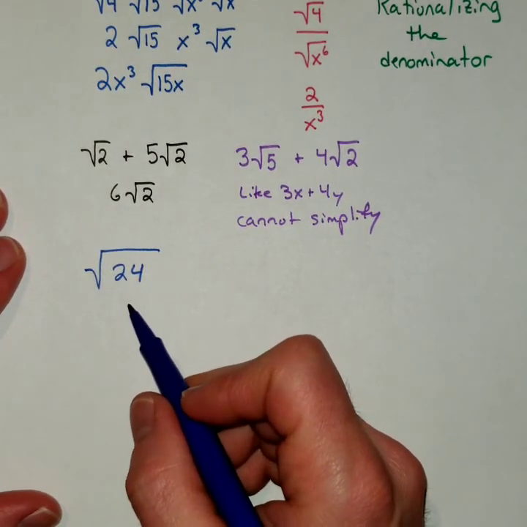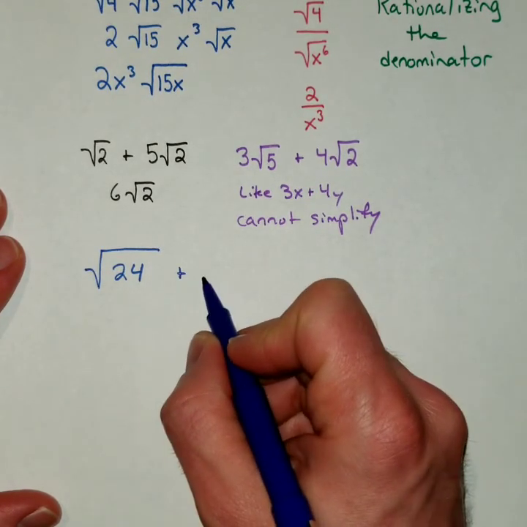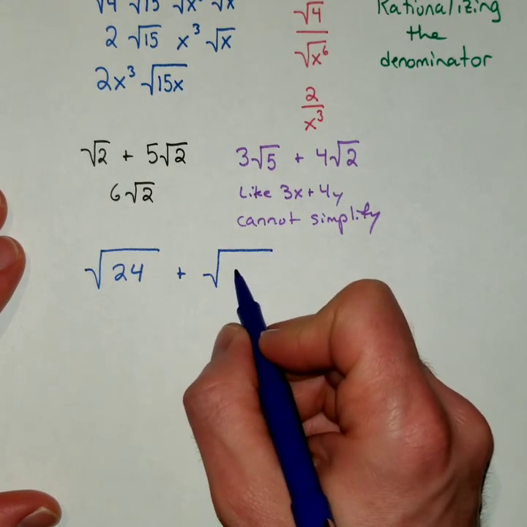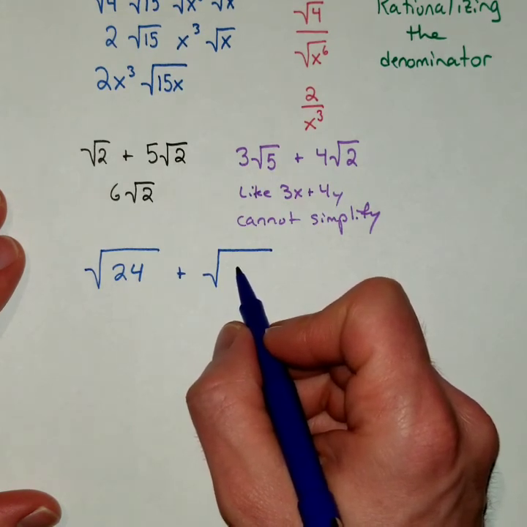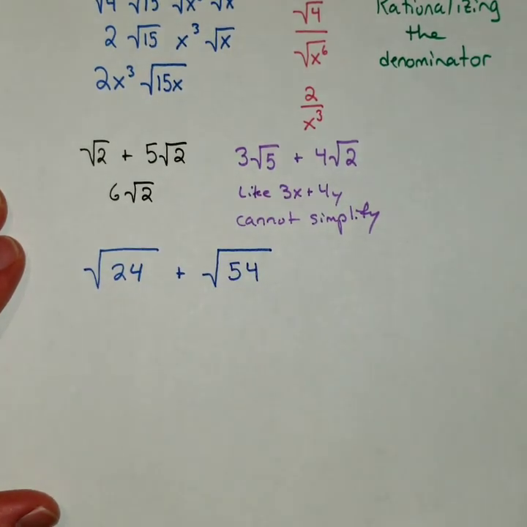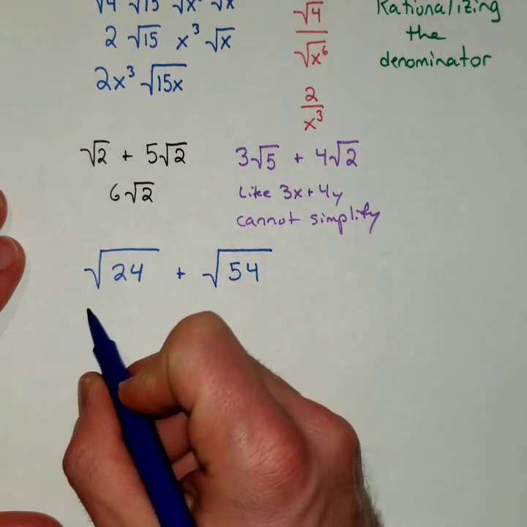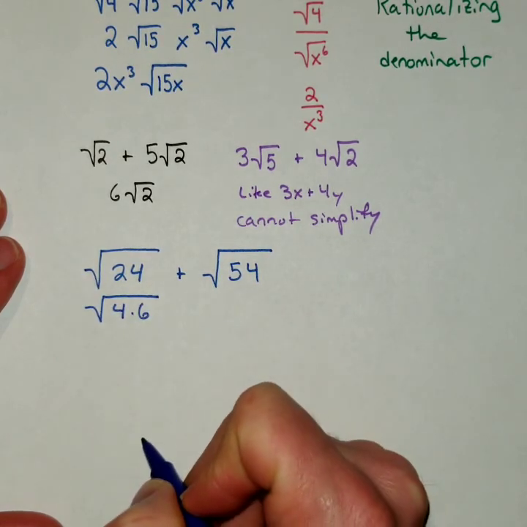So another example here. Let's take the square root of 24 and let's add to that the square root of 54. Yeah, let's do 24 and 54. And so here it doesn't appear that I can combine those because they're different roots. However, if I simplify them first, square root of 24 is the same as, well, 4 times 6.